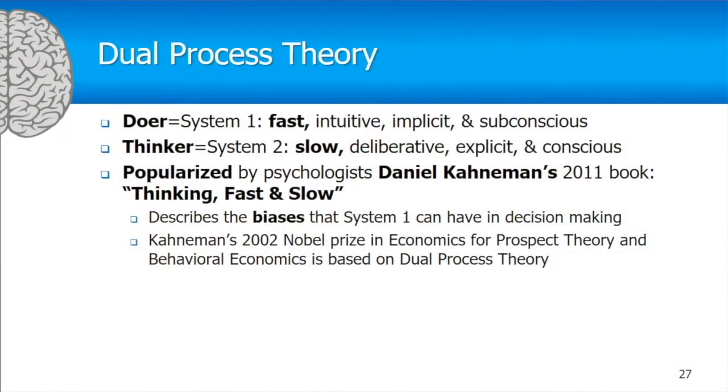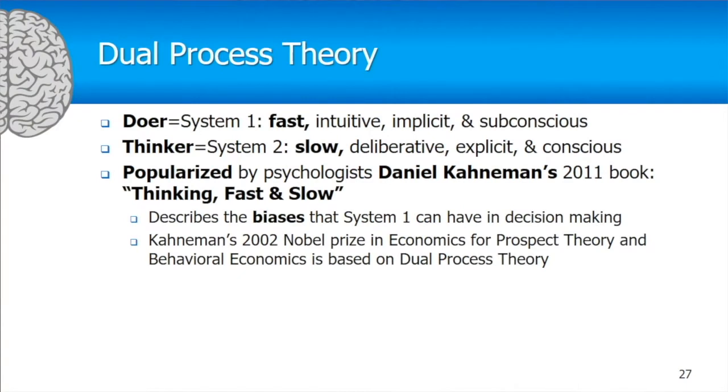The problem is modern humans are lazy and they rely on the doer for a lot of their answers when they should be using their thinker instead. So the way they demonstrate this is by giving some undergraduate students a psychology test, with a number of questions that have multiple choice answers. The doer will give you the incorrect answer, and the thinker will give you the correct answer. And so they can see how many people were using their doer versus how many people were using their thinker to answer those questions.